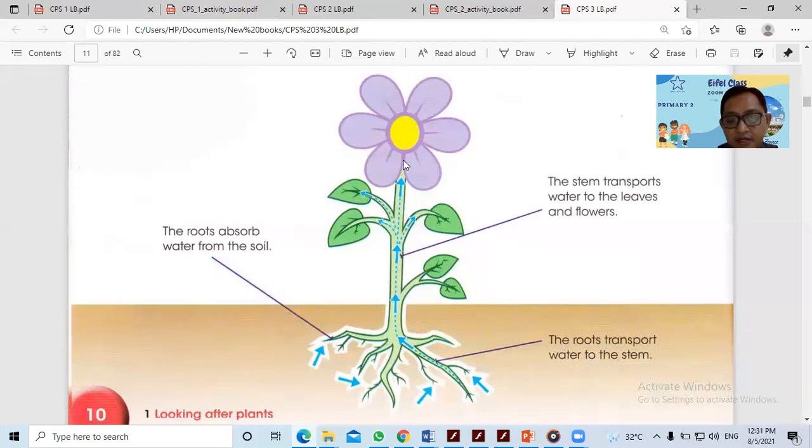Okay, that's how the stem and the roots transport the water. First, the roots absorb the water from the soil, the roots transport water to the stem, and then the stem transports the water to the leaves and the flowers. Okay, now let's take a look at another video.